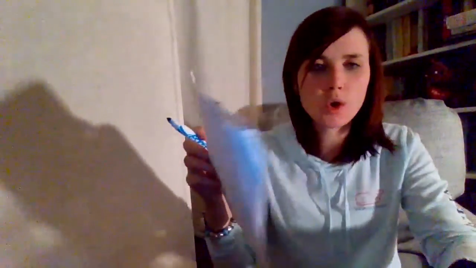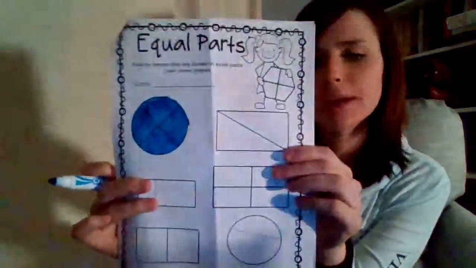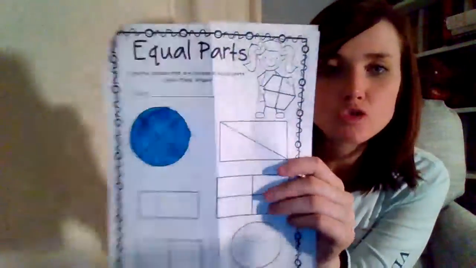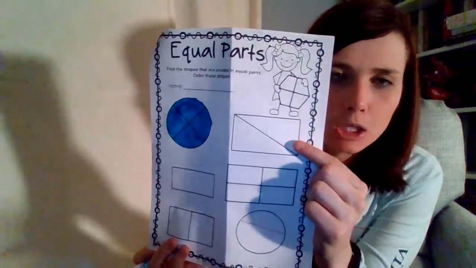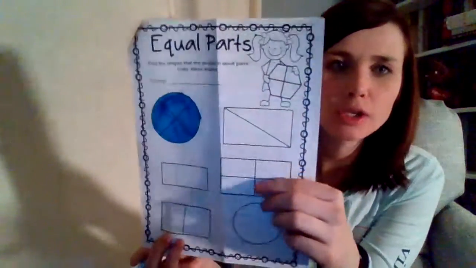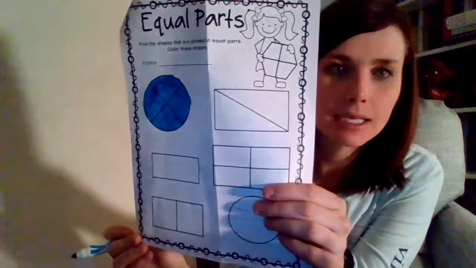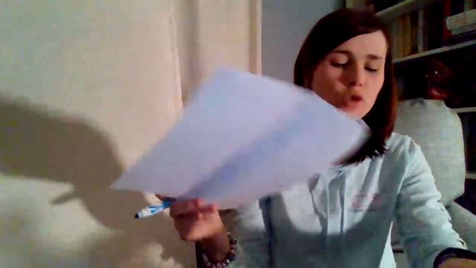All right, let's go to the rectangle over here. Look at this rectangle. Is the rectangle split into equal parts? Look at this triangle and this triangle. Do they look the same size? Yes, nice job. So you will color that in.